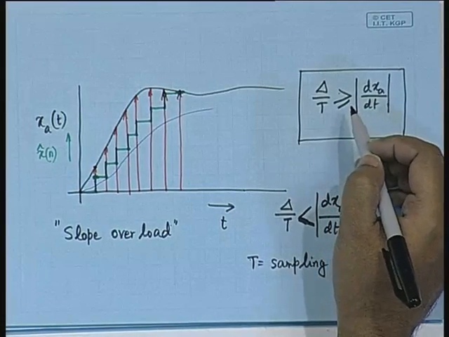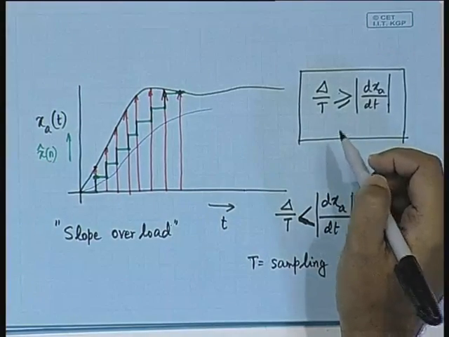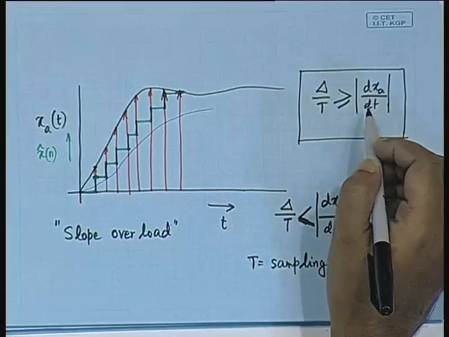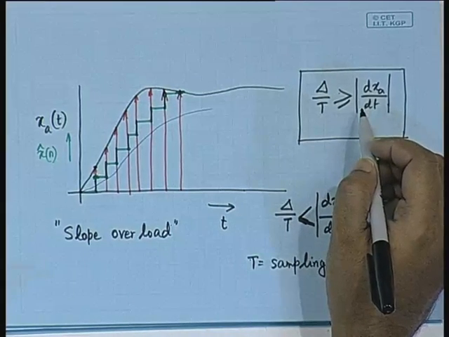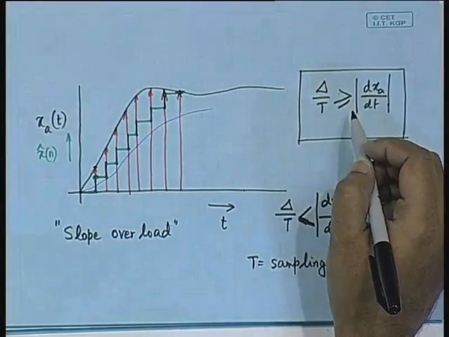Now, a very simple solution we can suggest is, why not have an increased value of delta? Your sampling time T is fixed. So, you increase delta. If you increase delta, you are increasing delta by T. So, at some stage you can definitely exceed dxa/dt. So, the safest thing is to have an increased value of delta, right.